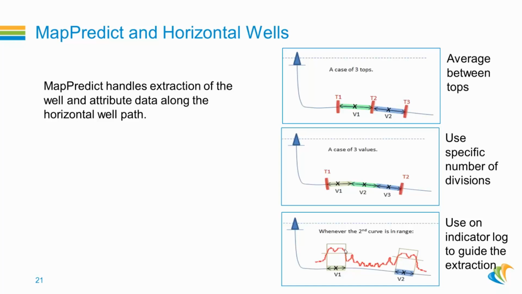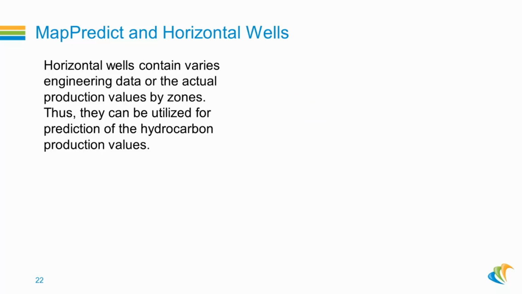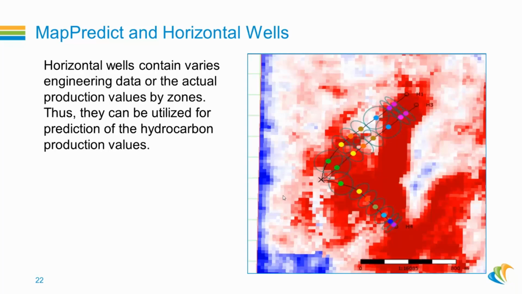So MapPredict will allow you to import the horizontal wells and extract the attributes on the horizontal wells, and horizontal wells also contain various engineering data or actual production values by zones. So you can utilize the horizontal wells and actually predict the production of hydrocarbon. So you can derive the map of the actual production values. Other data that can be utilized, such as flow, temperature values, pressure values, are all indicative of the actual production values.